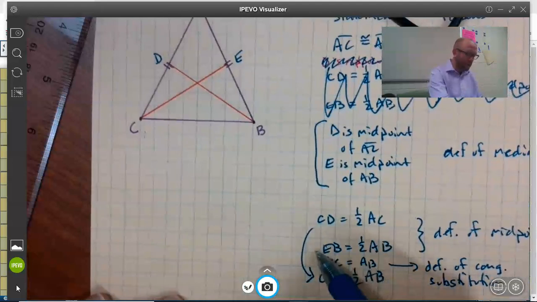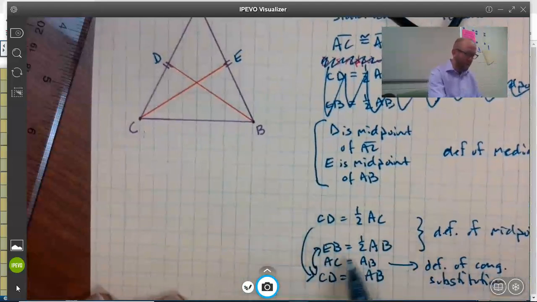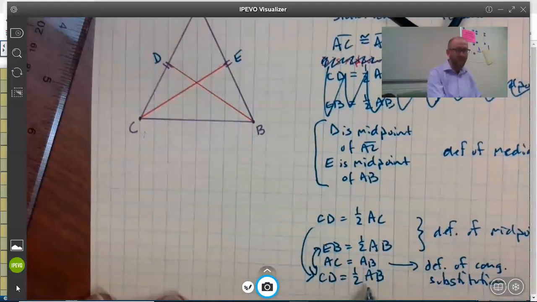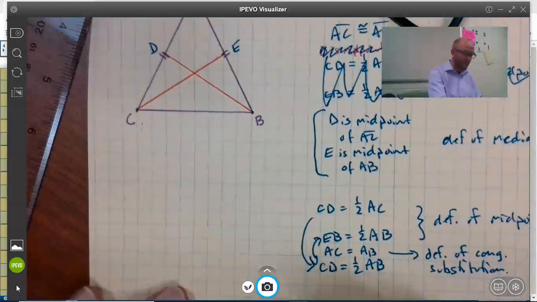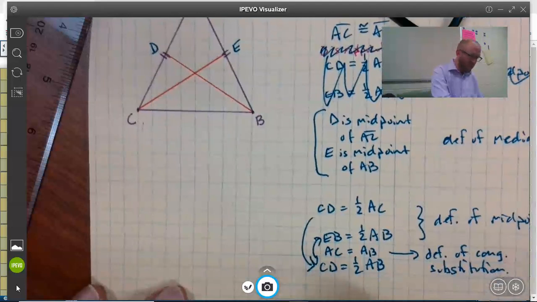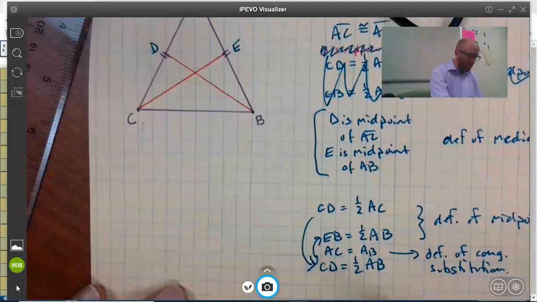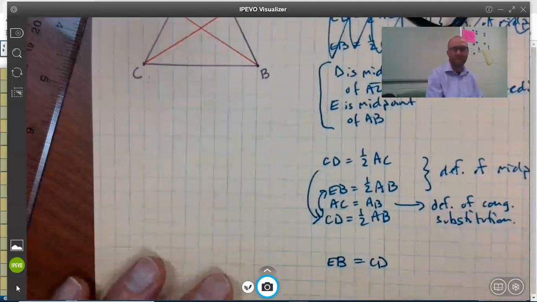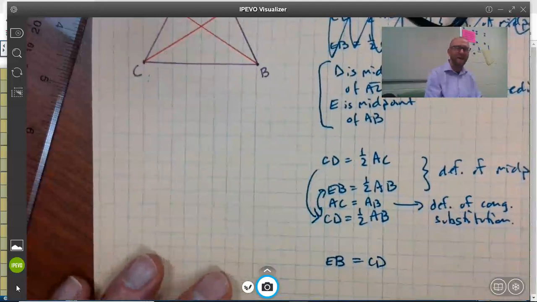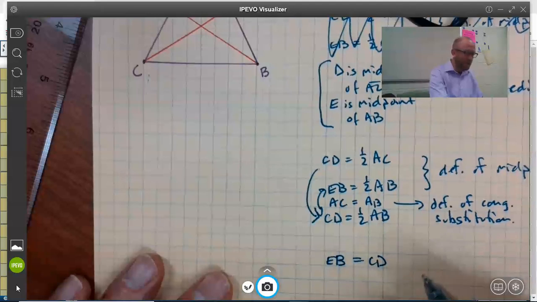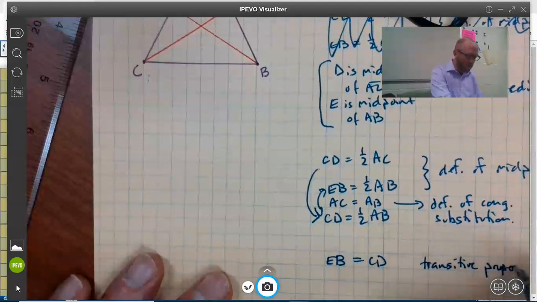Okay. So now I put these two together. If EB is 1/2 of AB and CD is 1/2 of AB, then I can just replace and let's say that EB equals CD. Okay. EB equals CD. Now, we get in a little bit of a fuzzy territory about how we know this. A lot of people will put transitive property.